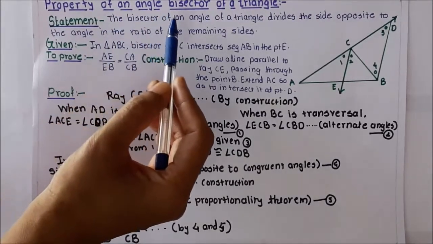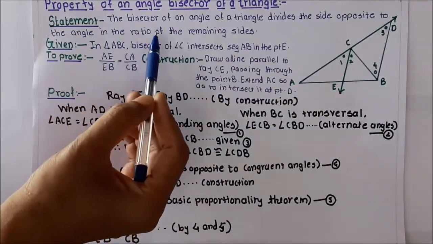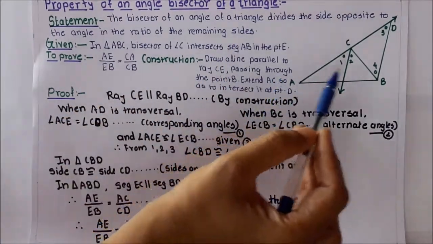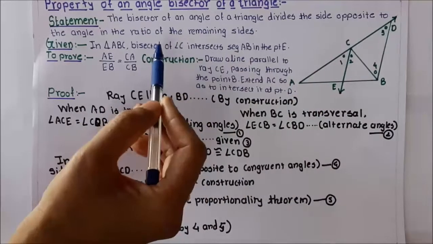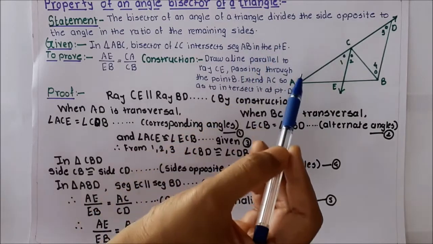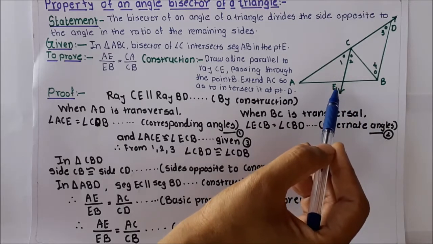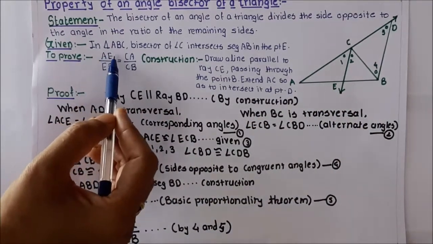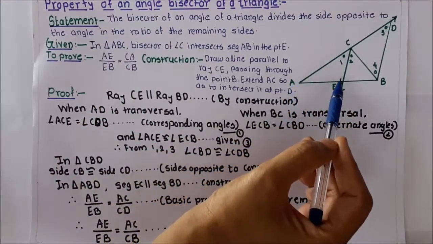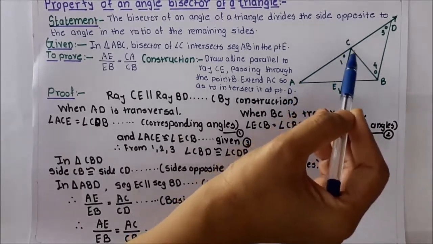Statement: the bisector of an angle of a triangle divides the side opposite to the angle in the ratio of the remaining sides. Now here is given one triangle, triangle ABC, and in that the bisector of angle C intersects seg AB in the point E. Means this is a bisector, this intersects this seg AB at a point E. Now here we have to prove AE upon EB is equal to CA upon CB. Here you can see this is AE and this is EB. This AE upon EB is equal to CA upon CB.